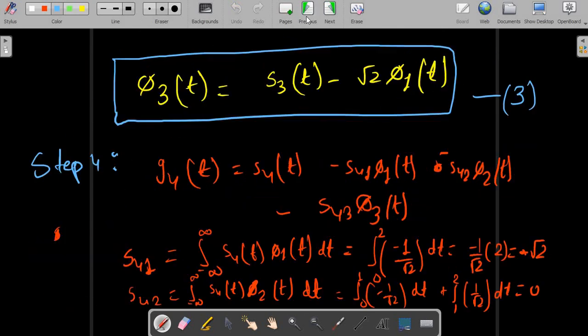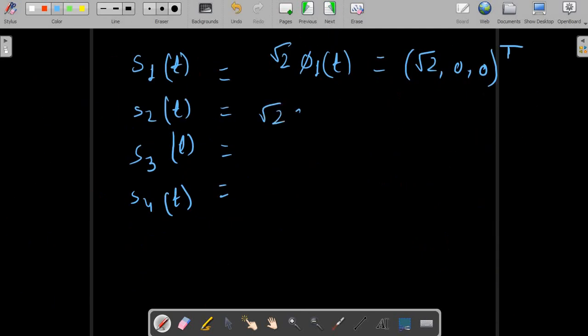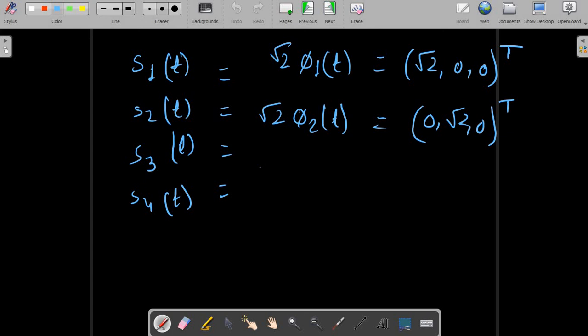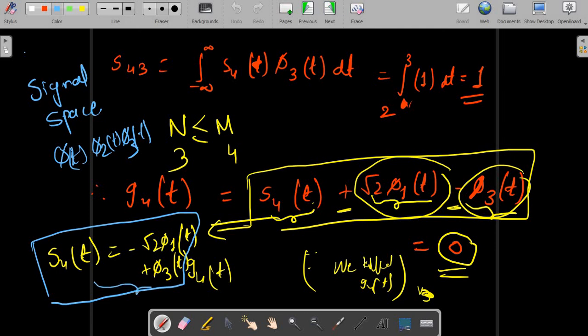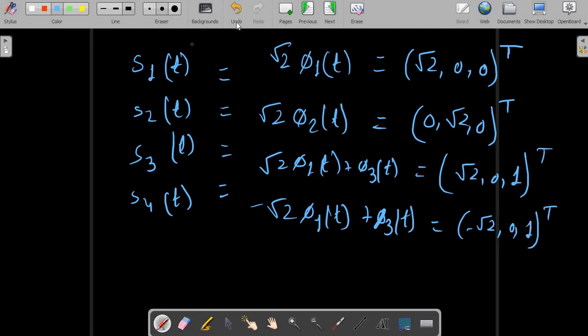Similarly, we can write S2 of t. What was our S2 of t? S2 of t is root 2 times phi 2 of t. So we can represent it like 0 comma root 2 comma 0, transpose. Now S3 of t is given by root 2 times phi 1 of t plus phi 3 of t. So it is root 2 comma 0 comma 1, transpose. At the end, we have S4 of t as minus root 2 times phi 1 of t plus phi 3 of t. We can represent it as minus root 2, 0 and 1, transpose. Now we are ready to plot our signal space representation.